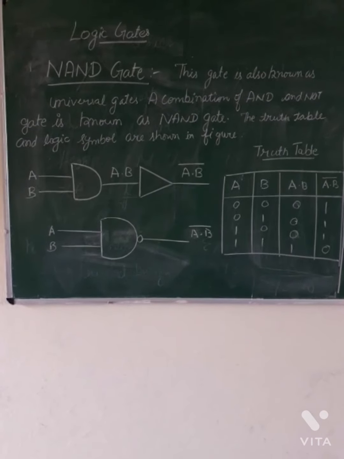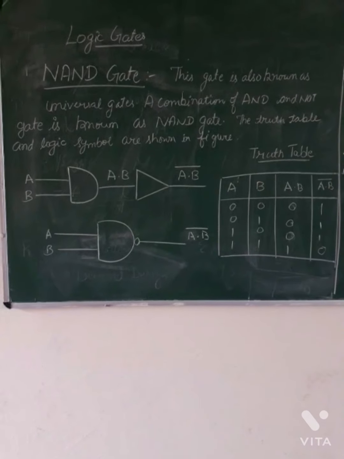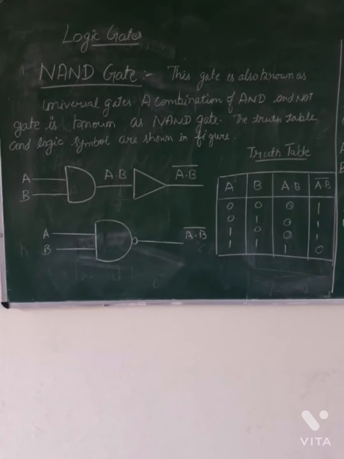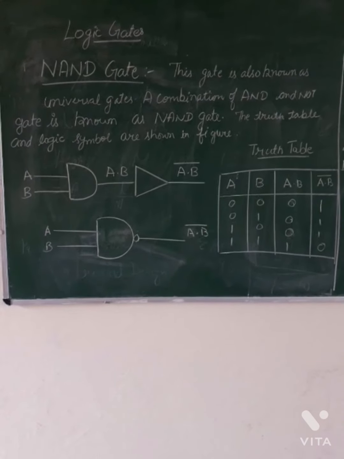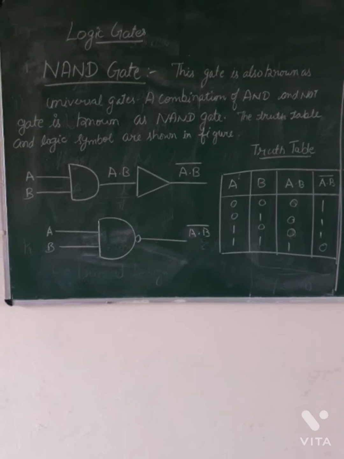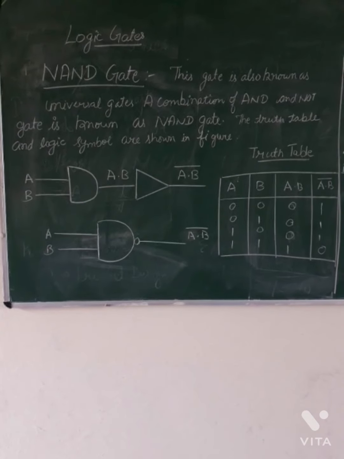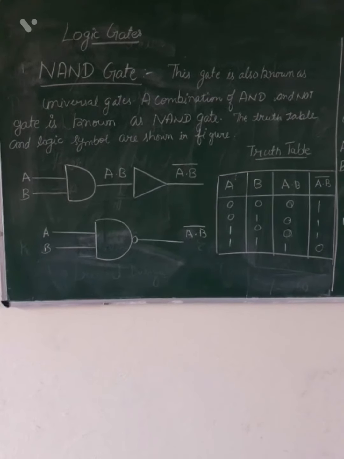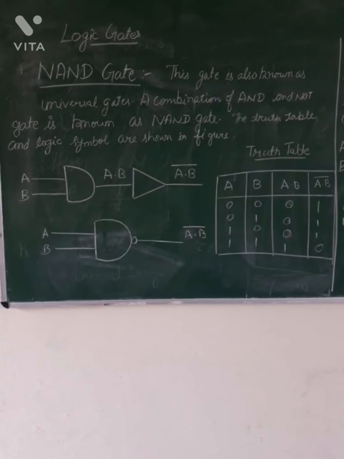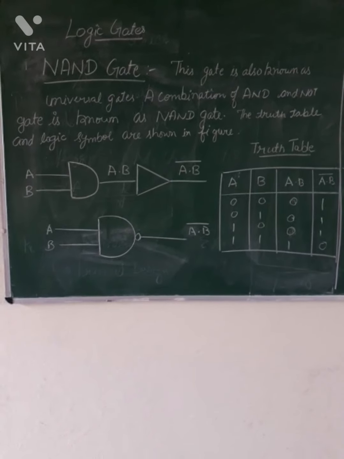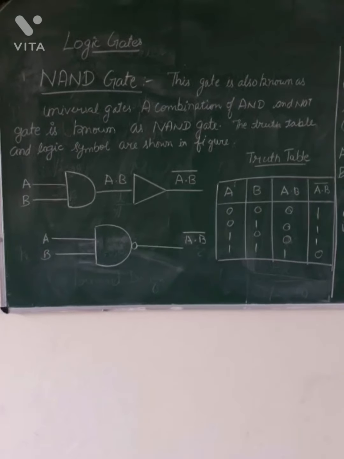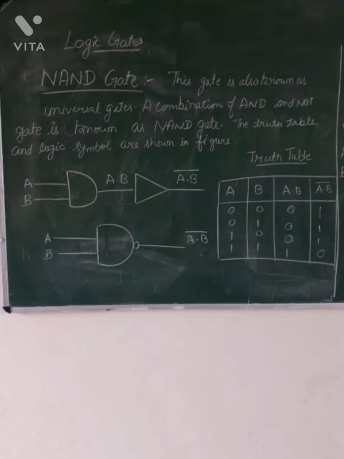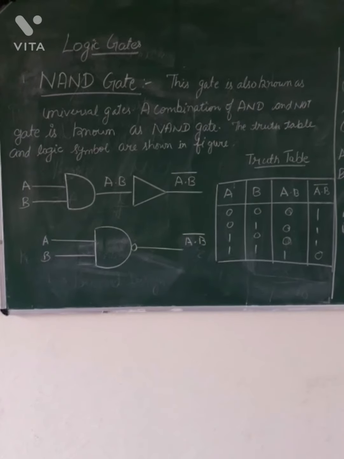In the diagram there are two diagrams. You can draw only one of these. The first diagram shows A, B, the two inputs, which are given to the AND gate, and A dot B is the output generated by the AND gate. Further, A dot B works as the input given to the NOT gate, and it gives output in the form of A dot B bar or A dot B complement.